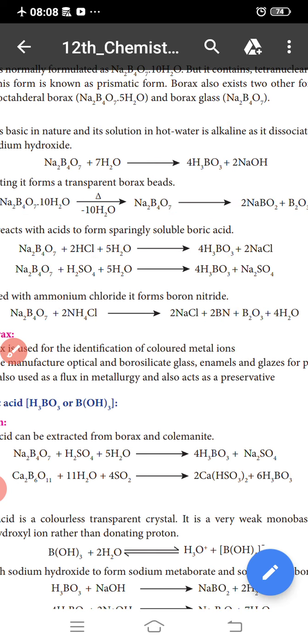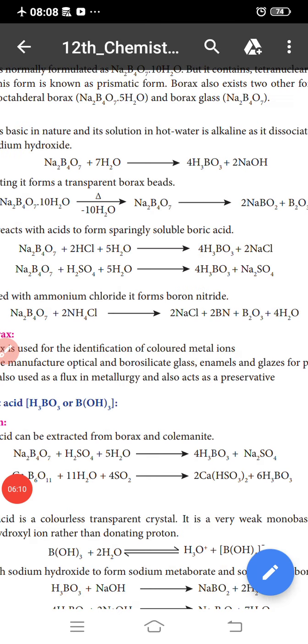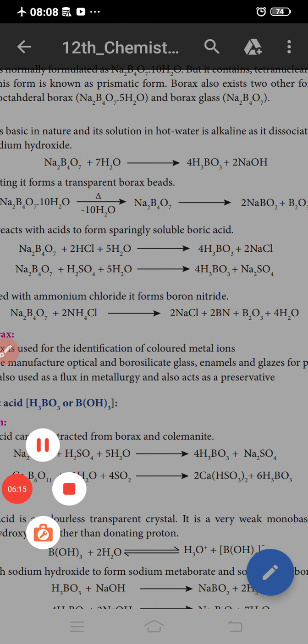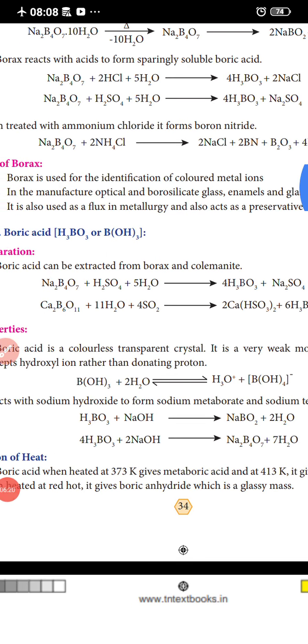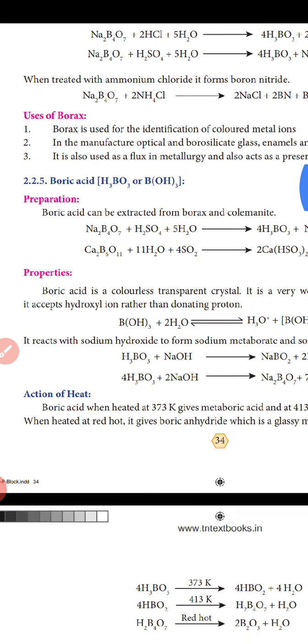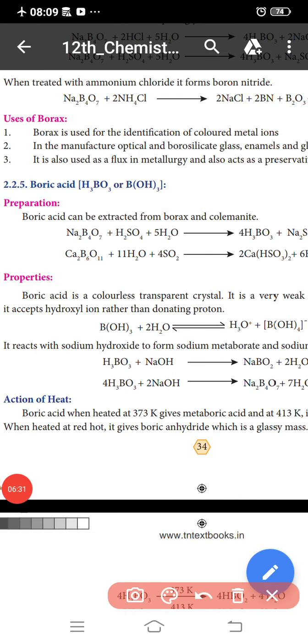Next, we will discuss boric acid. The boric acid formula: this is boric acid, H3BO3 or B(OH)3. H3BO3 or B(OH)3 is the boric acid molecular formula.